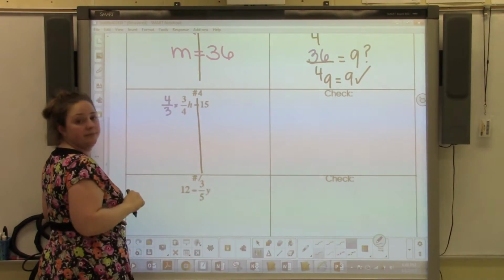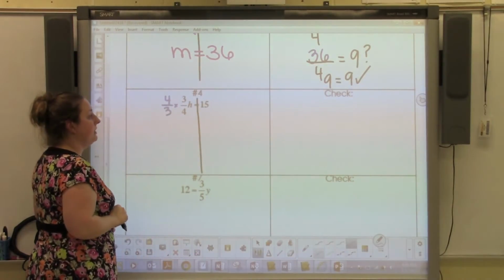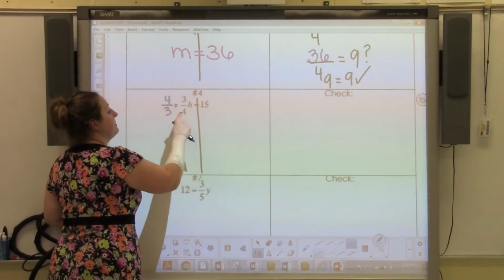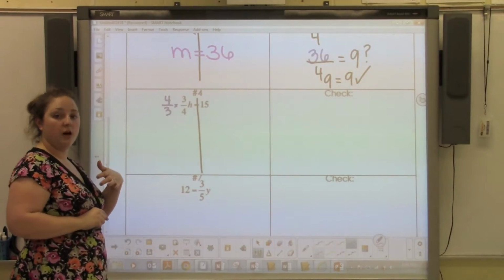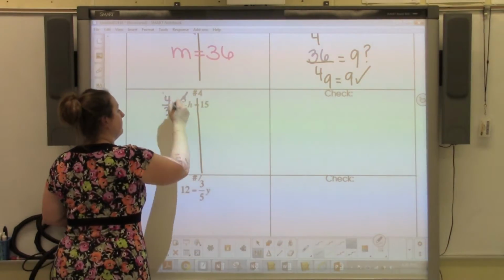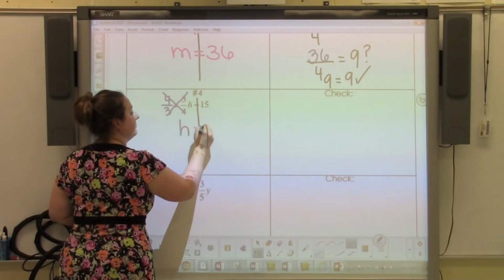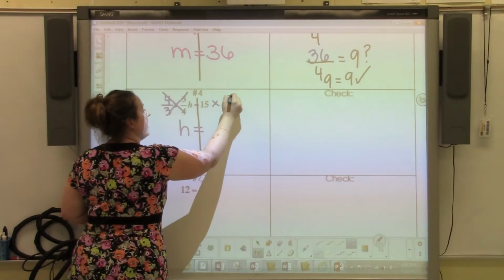We've just flip-flopped. 4 times 3 is 12. 3 times 4 is 12. And 12 over 12 is just 1. I'm left with h. Whatever I did to one side, I have to do to the other.